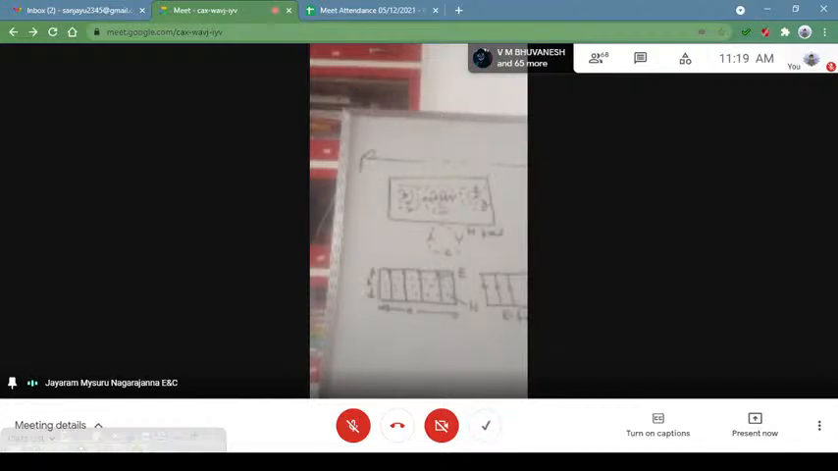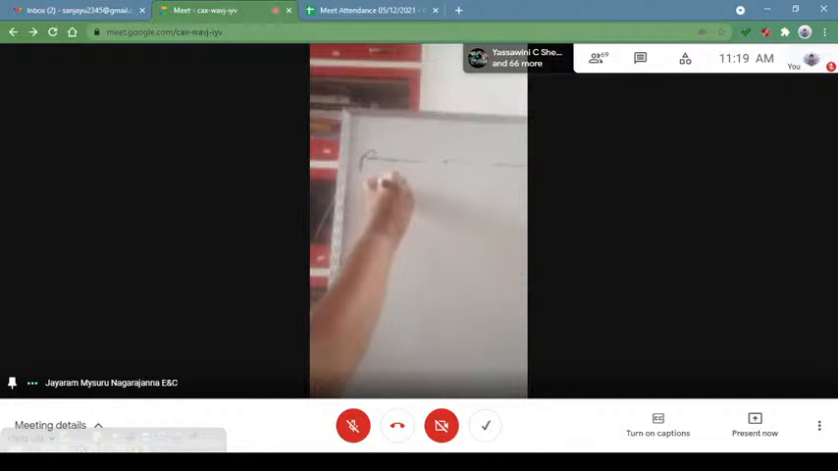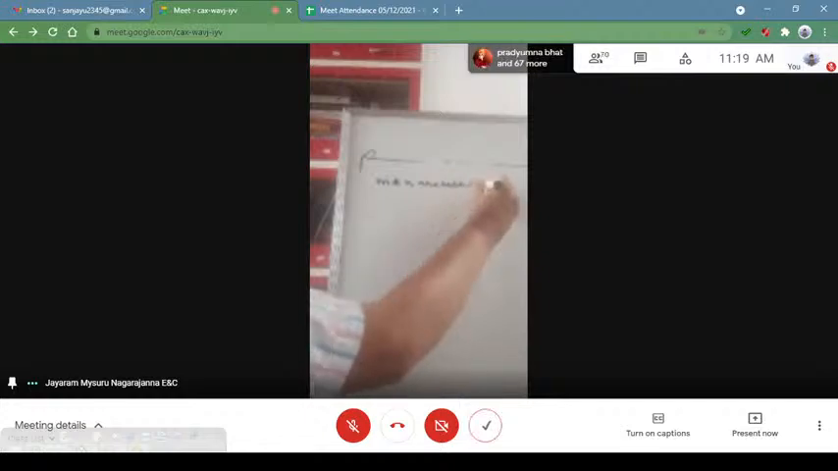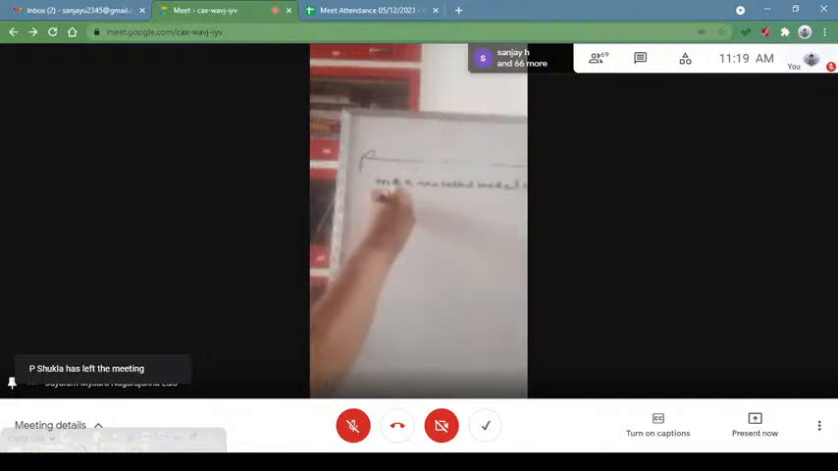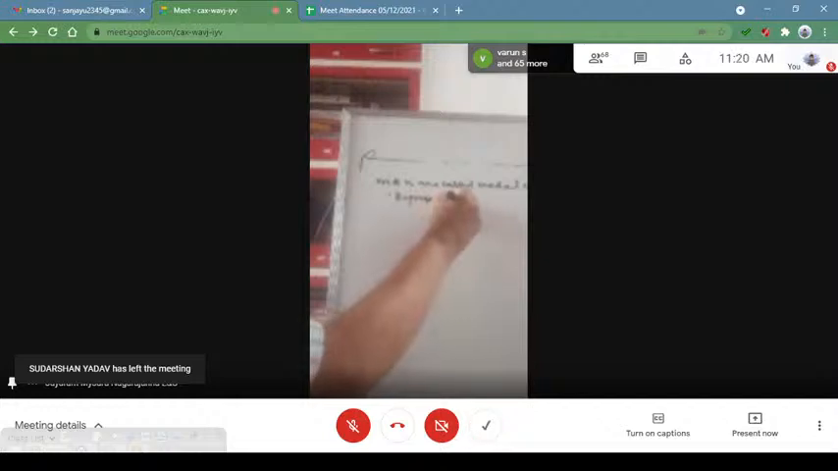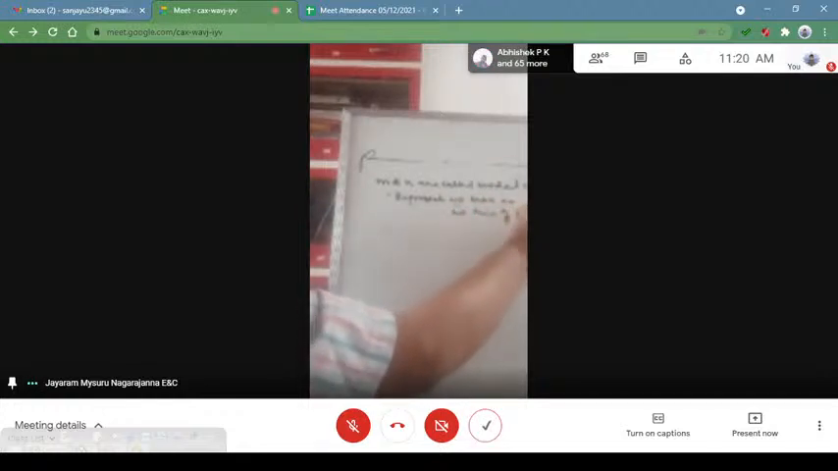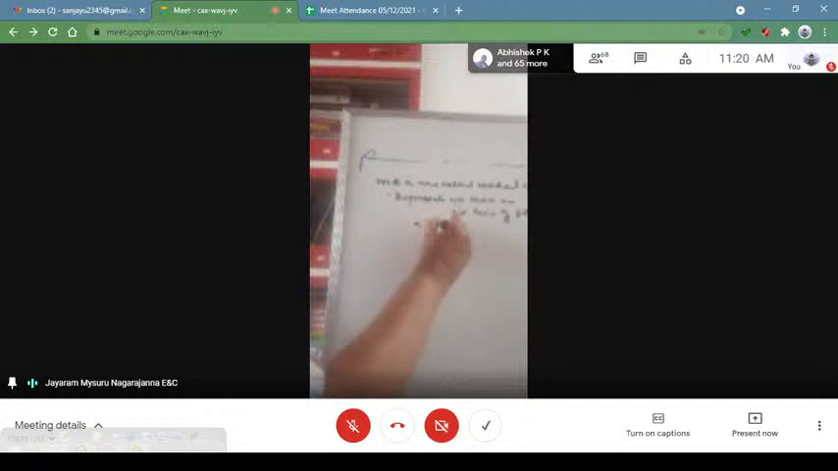So M and N are called the modal numbers. So they represent the number of maximums or the number of minimums of the field across the cross section.